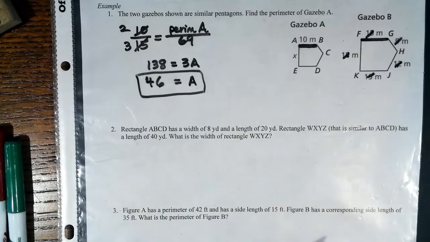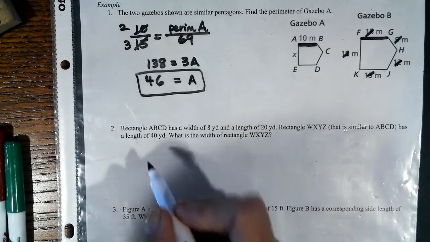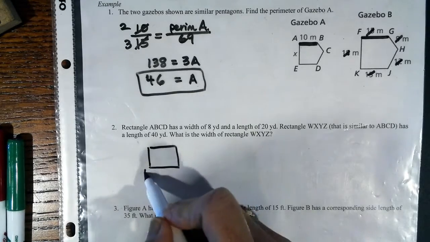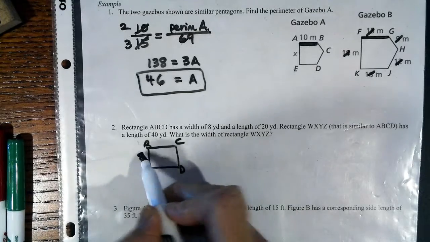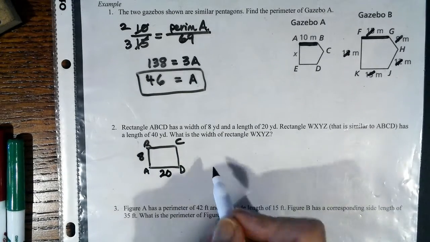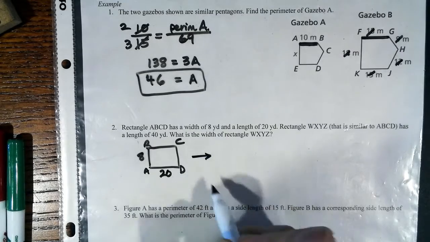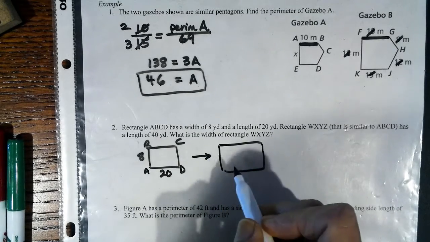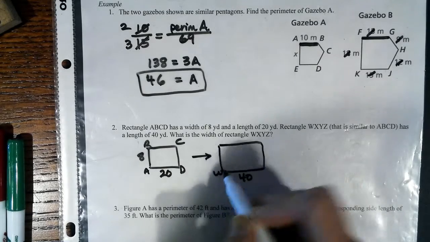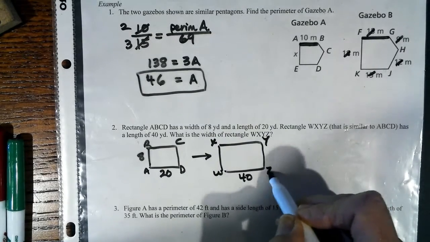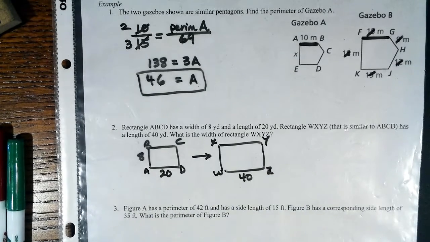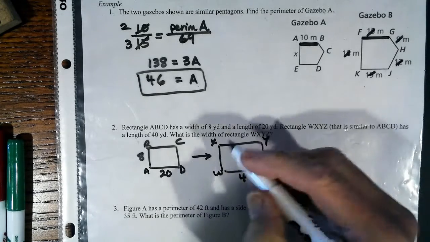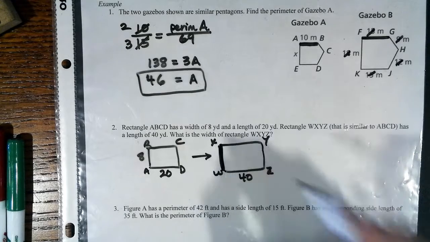We're going to do another one that's very similar, only now we have rectangles. So I'm going to draw a little rectangle. I've got rectangle ABCD. It has a width of 8 and a length of 20. Those are yards. It's telling me that it's similar to WXYZ, so I'll make that a little bit bigger. WXYZ, they have to be in the same location. So A has to correspond to W, D has to correspond to Z, same thing. Okay, so it's just asking me what the width is. So here's my width right here. What do you think the width is?